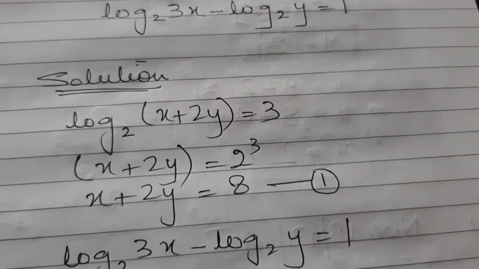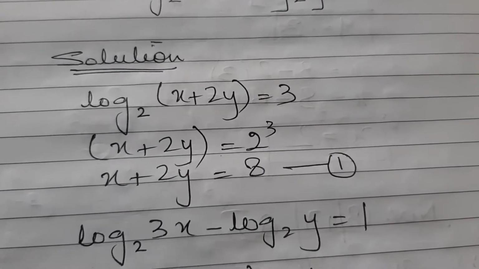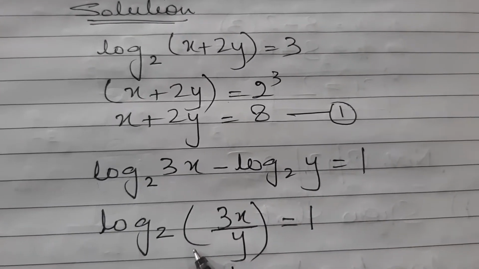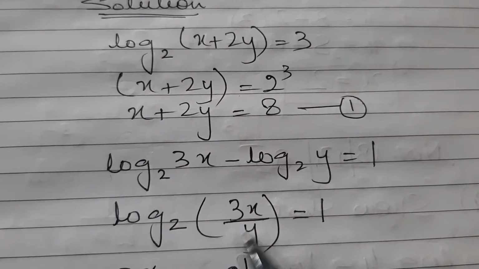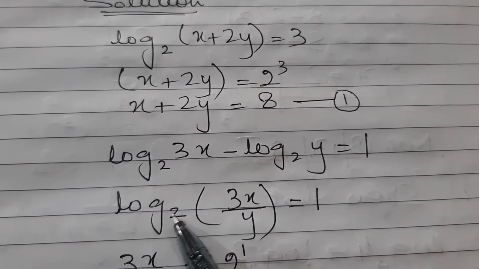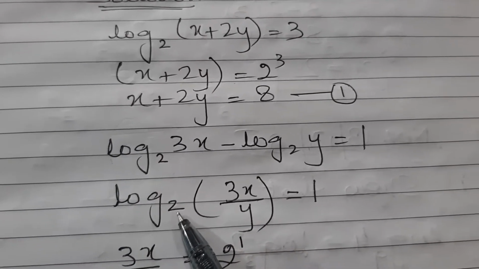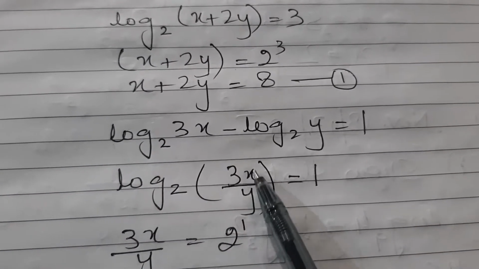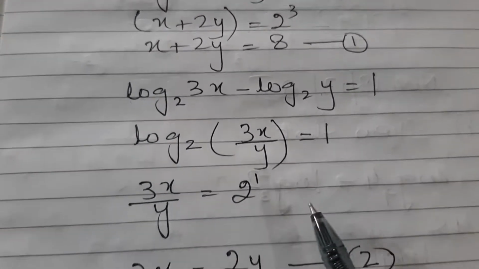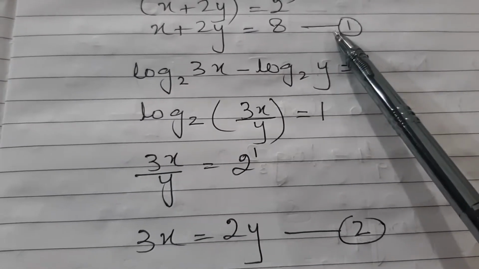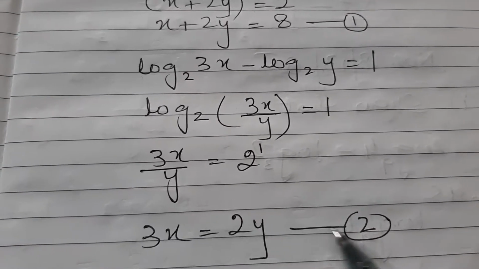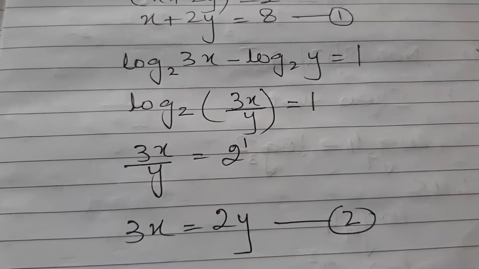Now if you see here, both the terms have base 2, right? So I am applying here the quotient rule, right? So 3x divided by y. So it is log of 3x divided by y, power 2. And then I'm changing it into index form, which is this whole thing equals to 2 power 1. And then cross multiplication. So I got equation 1, x plus 2y equals to 8, and equation 2, 3x equals to 2y. And I will solve it simultaneously.